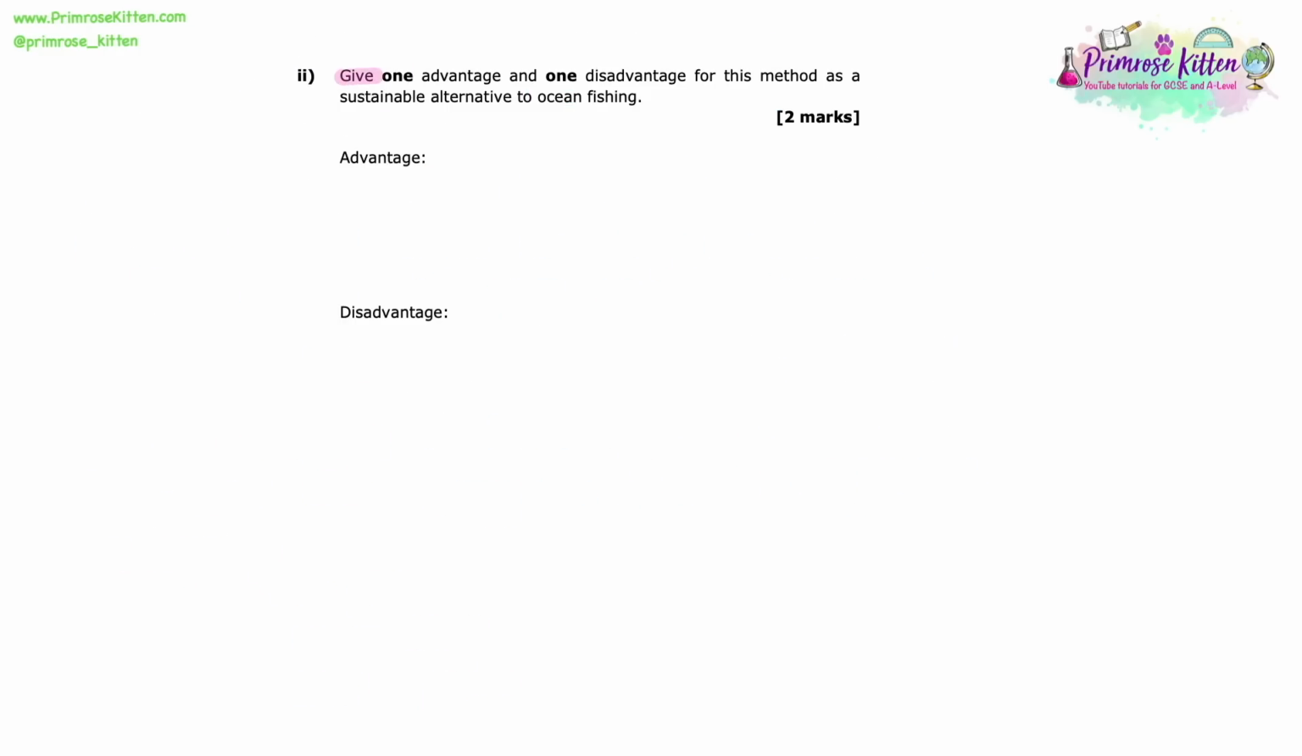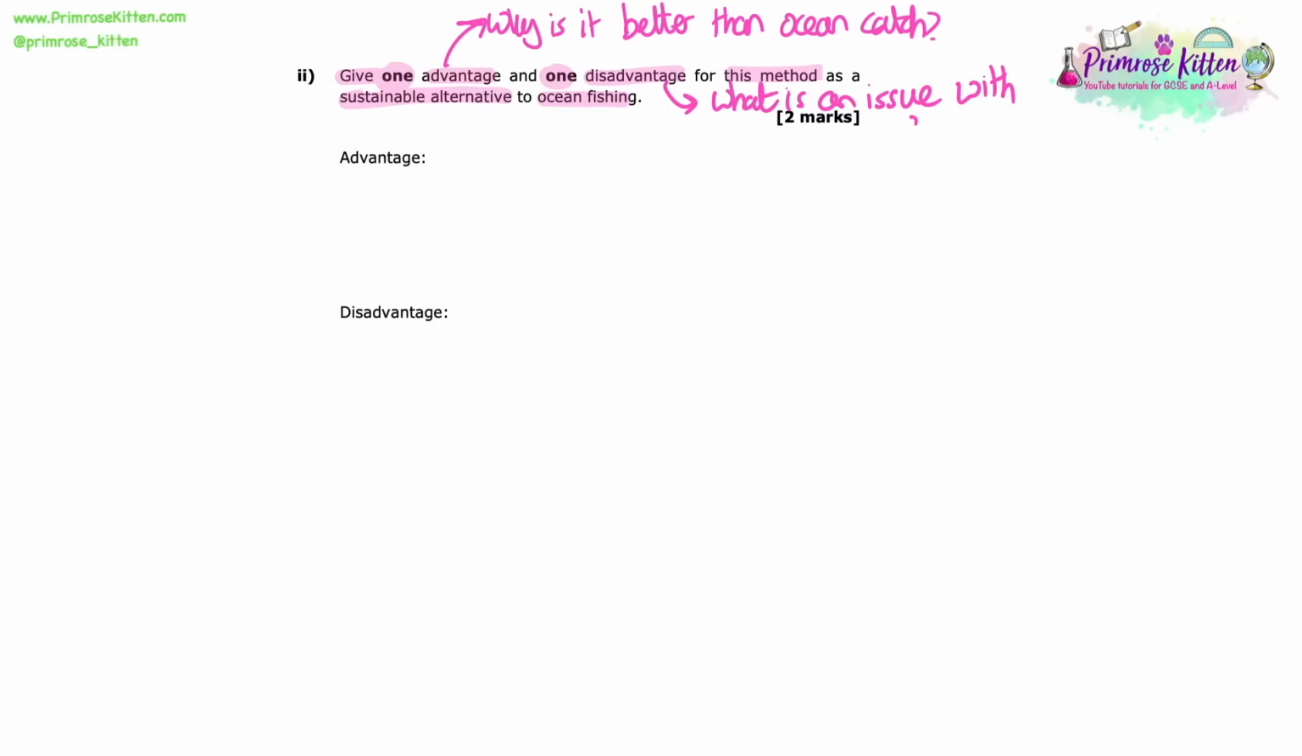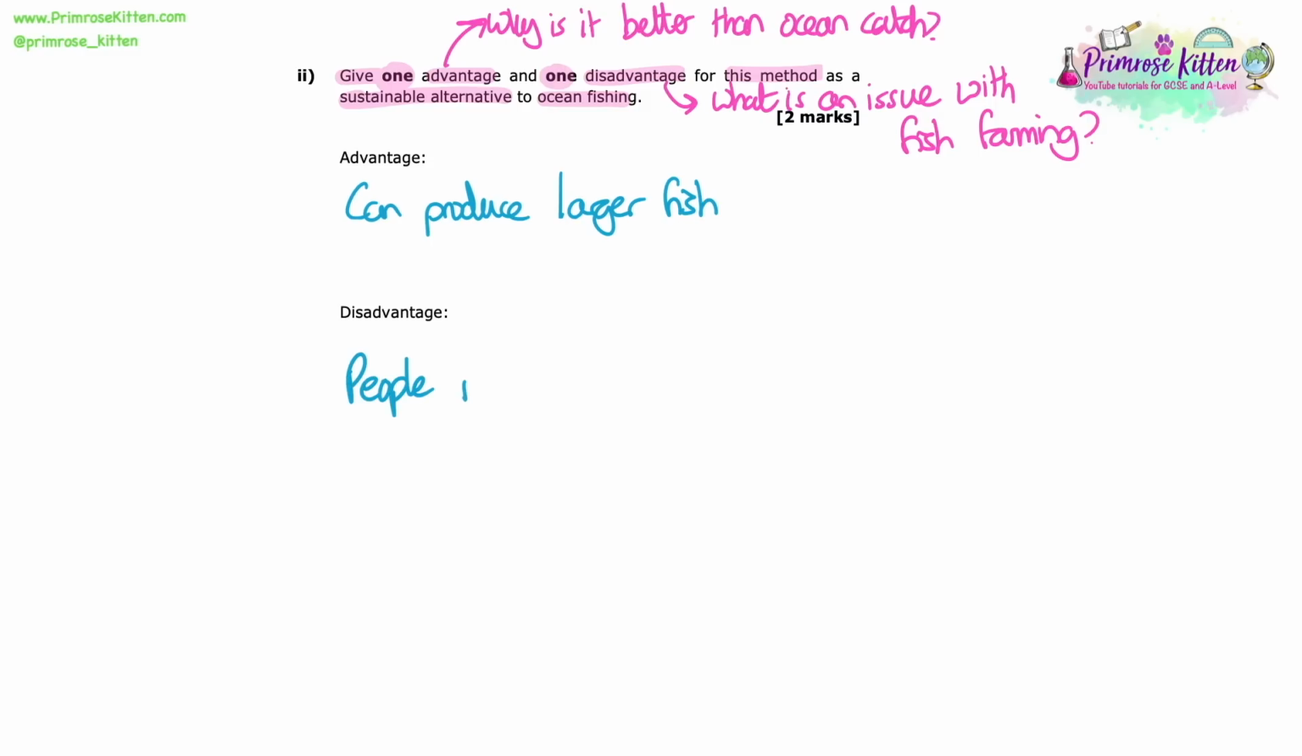Give one advantage and one disadvantage for this method as a sustainable alternative to ocean fishing. So one advantage, so why is it better than catching fish from the ocean? And what is an issue that there might be with this type of farming? The first question kind of gave you a clue. You can produce larger fish, or you can get a larger yield. You can reliably have larger fish through farming than you would if you were just catching. You'd get a different range of sizes of fish.